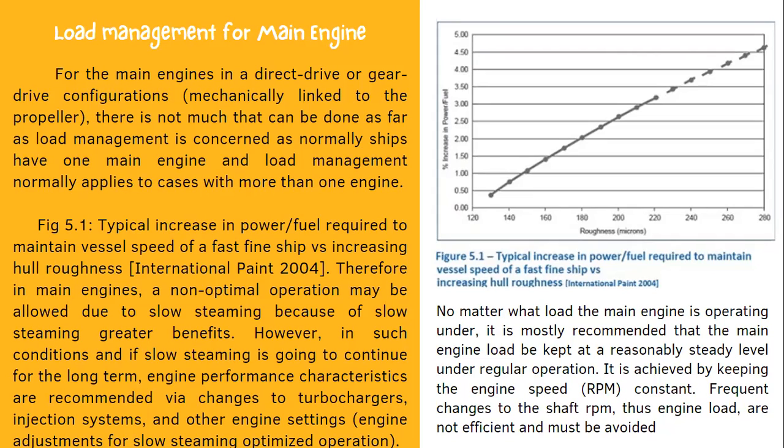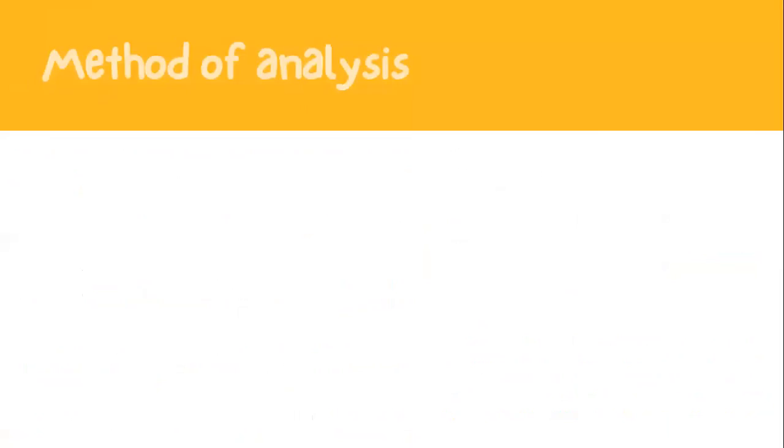No matter what load the main engine is operating under, it is most recommended that the main engine load be kept at a reasonably steady level under regular operation. This is achieved by keeping the engine speed or RPM constant. Frequent changes to the shaft RPM, and thus engine load, are not efficient and must be avoided. Next slide, please.